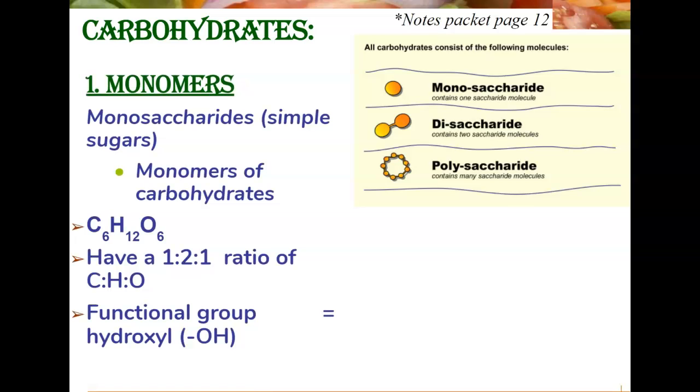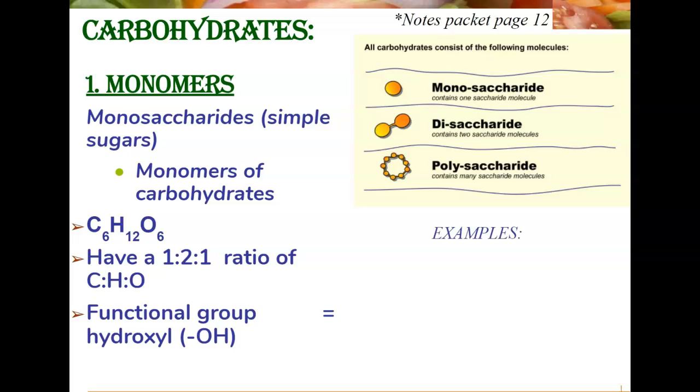All right, so the first kind of carbohydrates that we'll talk about would be monomers. These are the simple sugars. Monosaccharide, that word saccharide means sugar. So it's a single or simple sugar. They all have the formula of C6H12O6 in a 1 to 2 to 1 ratio of carbon to hydrogen to oxygen. Another important fact is that these monomers all have the functional group hydroxyl. So they all have hydroxyl groups.